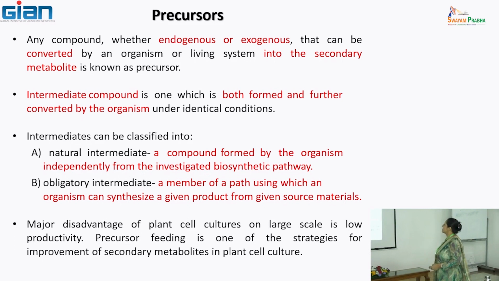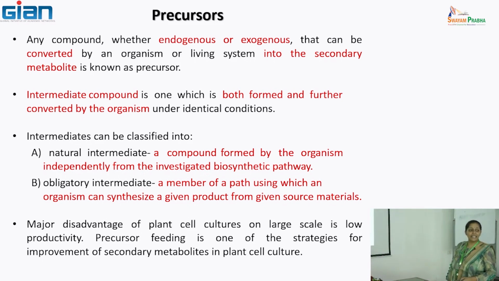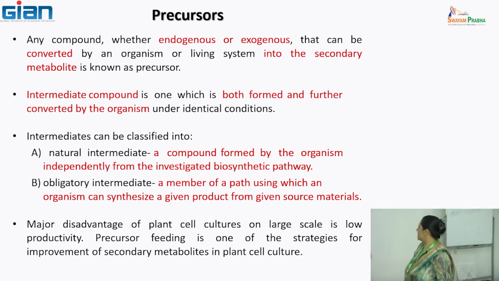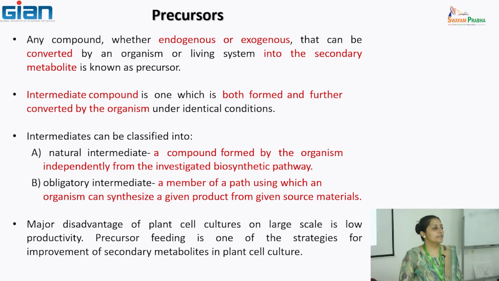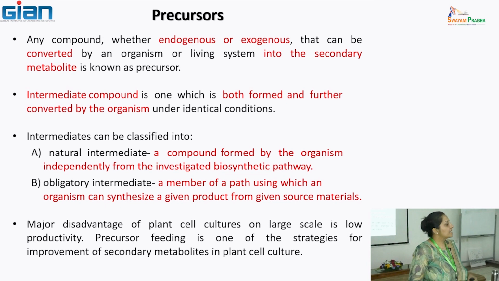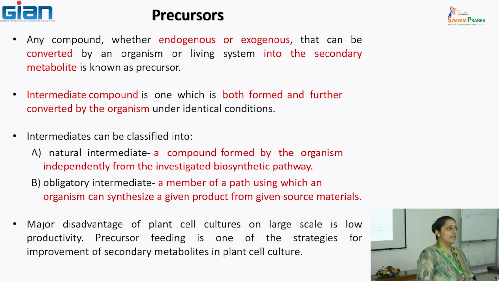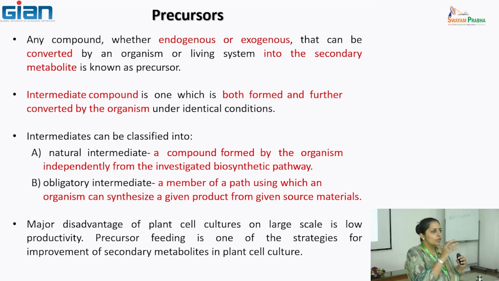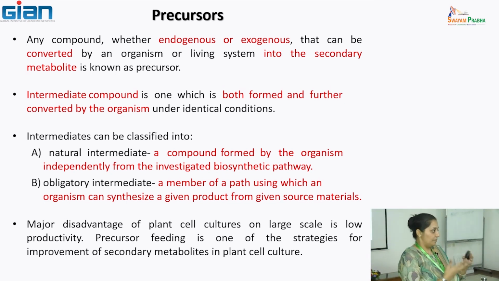A natural intermediate is a compound formed by the organism independent from the investigated biosynthetic pathway. An obligatory intermediate is a member of the path. Sometimes in this terminology, we also call them indirect precursors. Now, as I told you, when Professor Nathalie was mentioning, it's a wide network in the secondary metabolism. If you are looking at an upstream precursor, there is a good possibility that, although you have added it, what's the guarantee that it will go only in this branch where you want? It may go to some other branch. You have no control over it.